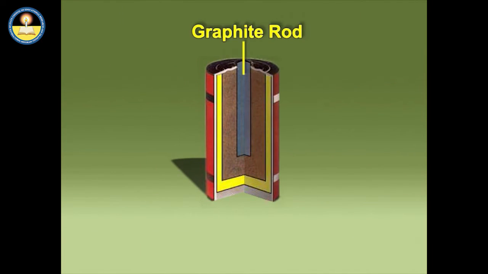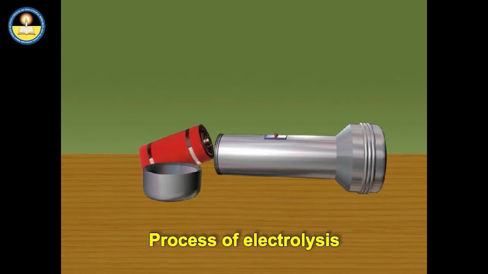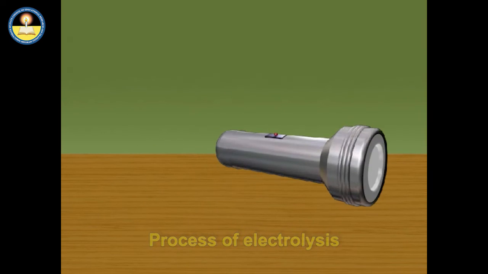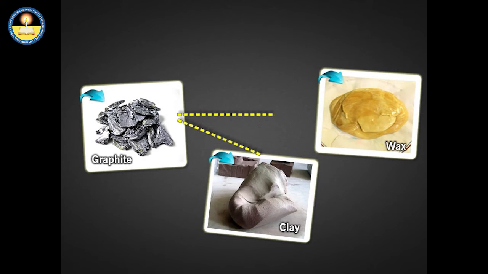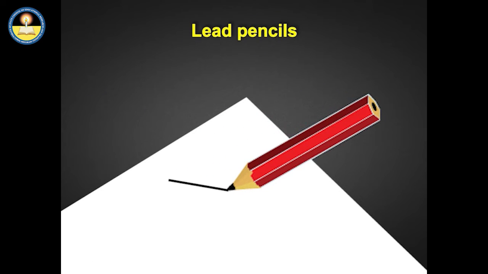Graphite is used to make electrodes for cells in which the process of electrolysis is carried out. Mixed with wax and clay, graphite is used for making cores of lead pencils as it can mark paper black. It is often called black lead or plumbago.